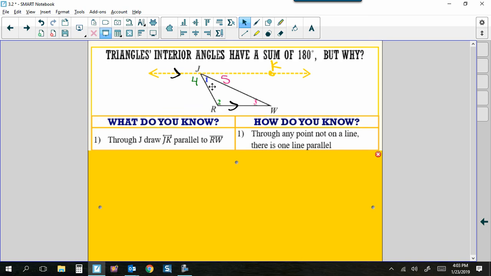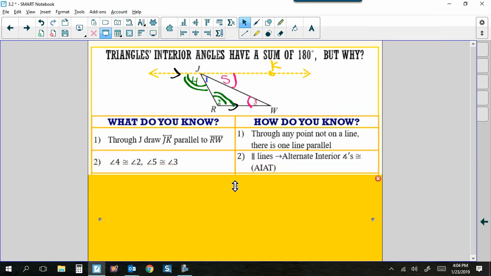We have JR as a transversal with two parallel lines, so we would know that angle 2 is congruent to angle 4 because they are alternate interior angles. We would know the same for angles 3 and 5. Angle 3 would be congruent to angle 5, and angle 4 would be congruent to angle 2. The reason is that parallel lines make congruent alternate interior angles.